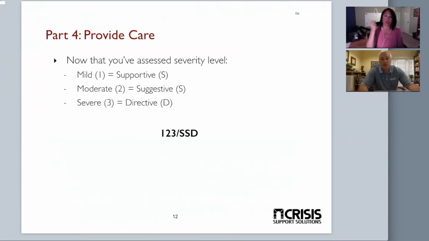And I grabbed hold of it and went, that's a great attitude. That's a great spirit. I'm going to take that as well and try that out, and then I'll call you back and let you know how it went. So, suggestive. And then third is directed. That's severe.